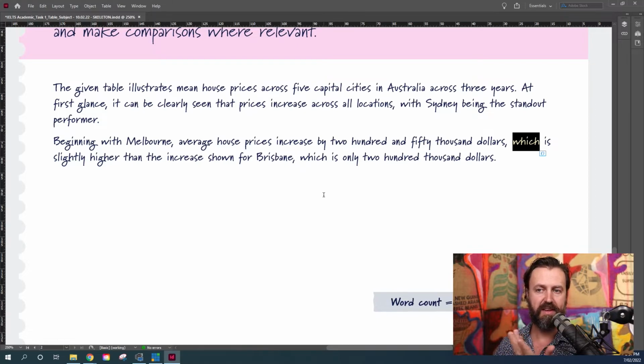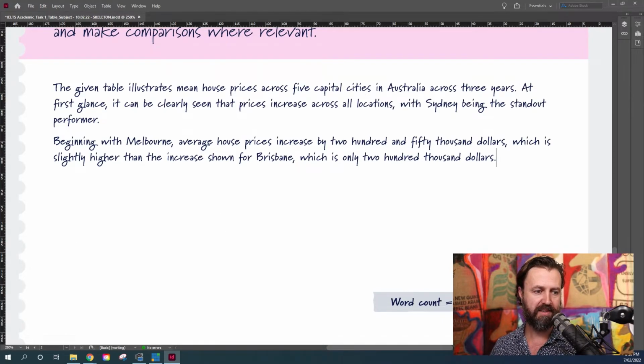So let me say that again. Beginning with Melbourne, so starting with Melbourne, average house prices increased by $250,000. Now let's make the comparison, which is slightly higher than the increase shown for Brisbane. Now let's talk about Brisbane, which is only $200,000. So you'll notice that which in this sentence is used in two ways. In this first form, it's used as a comparison. In the second form, it's used to talk about Brisbane. So this is why the word which is such a strong utility word, because we can use it to compare. We can also use it to talk in detail about something that we have just mentioned. And in this case, it's Brisbane.